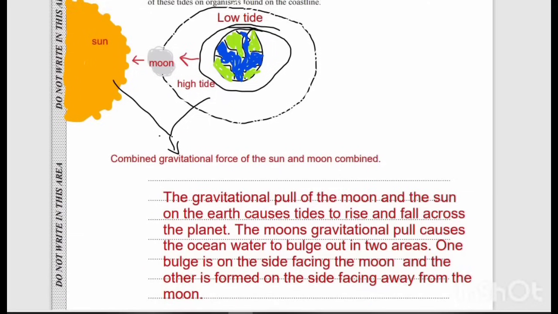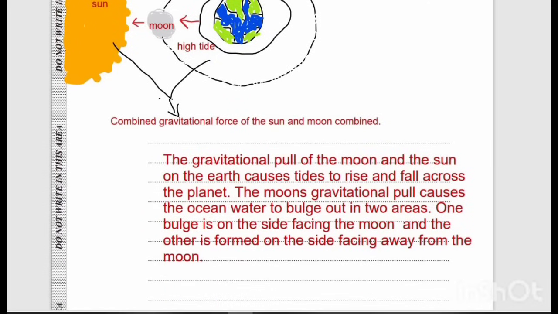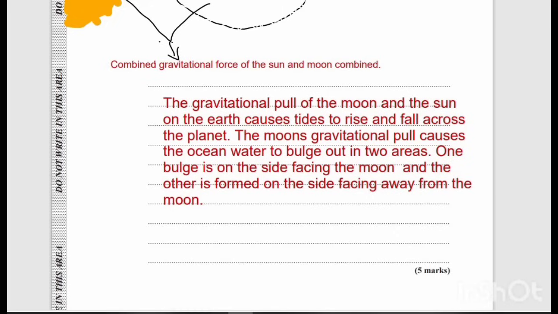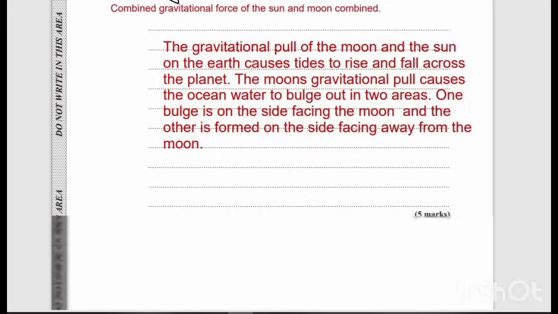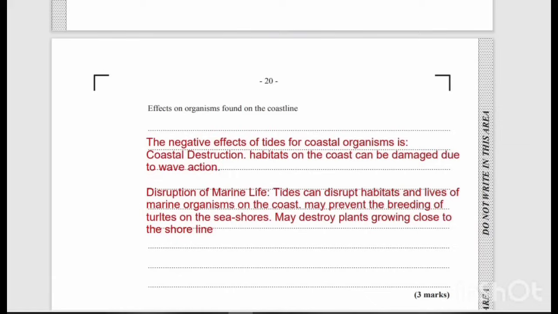So guys, I'm asking you to please go to your textbook if my diagram is a little bit confusing, but the answer would be that the gravitational pull of the moon and the sun on the earth causes tides to rise and fall across the planet. The moon's gravitational pull causes the ocean water to bulge out in 2 areas. One bulge is on the side facing the moon, and the other is formed on the side facing away from the moon. To explain this, you get 5 marks for your little diagram and your little explanation.